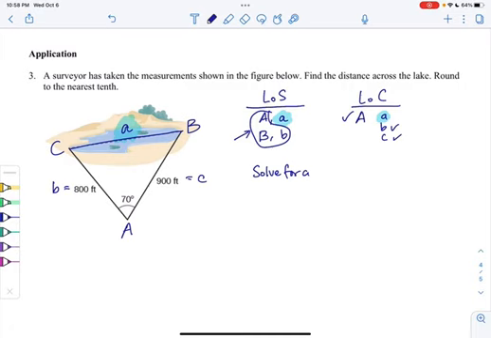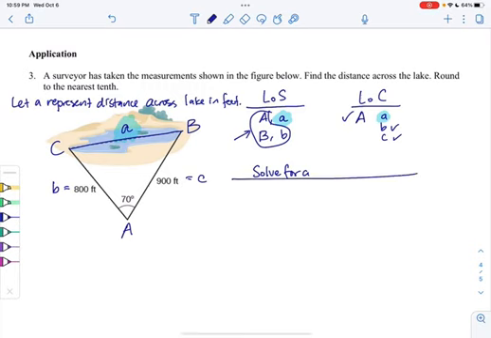Okay, solve for A. And up here I could put something like, let A represent the distance across the lake in feet. Okay, solve for A. So if I'm solving for A, then what's the angle I want? I want big A because that's the one I know. So I'm going to have cosine of big A down here. That means little a finds its spot here.